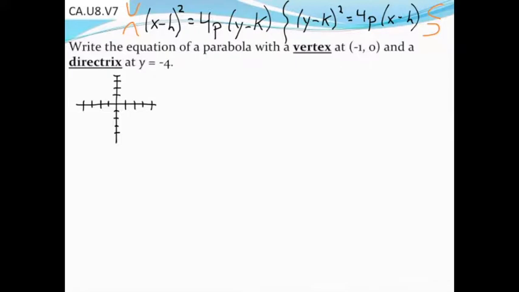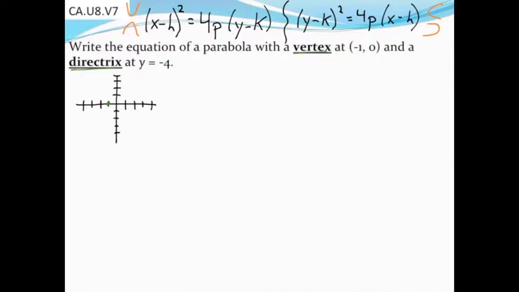If you watched my last video, you know that the first thing I'm going to do when I try to write the equation of a parabola is make a quick sketch of the information I'm given. That'll help me determine which of these two models I'm going to use to make my equation. So this time we're given the vertex and the directrix of the parabola. So my vertex is at the point -1, 0, so right here.